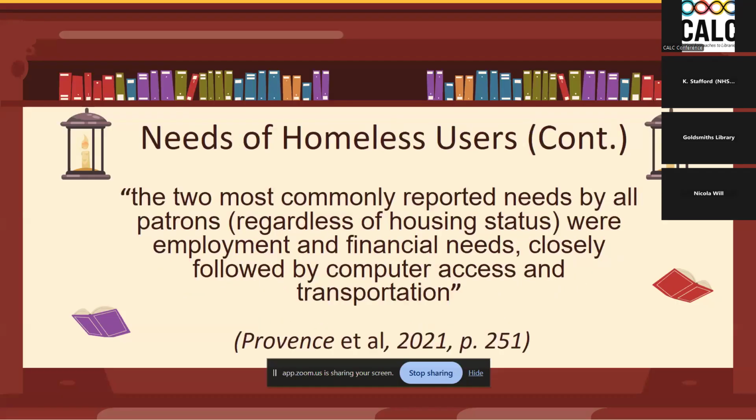So Province found in 2021 that the two most commonly reported needs by all patrons, regardless of housing status, were employment and financial needs, closely followed by computer access and transportation. The idea that homeless needs are the same as those of other users is reflected in other studies. Kelleher discovered the apparently shocking news that internet access seems to be very important to many homeless people and suggested that they simply enjoy the ease of accessing information and entertainment online. I mean, yeah, why not?